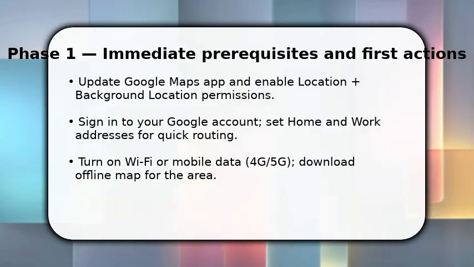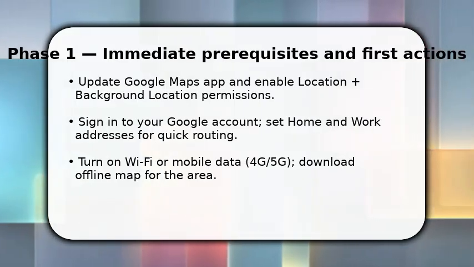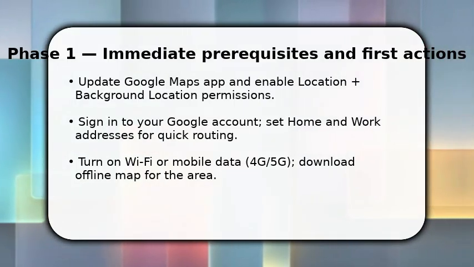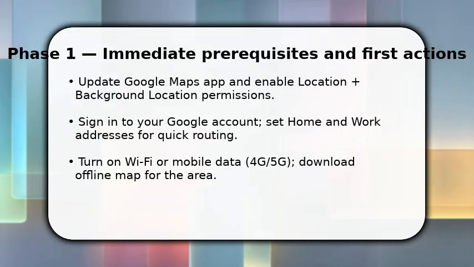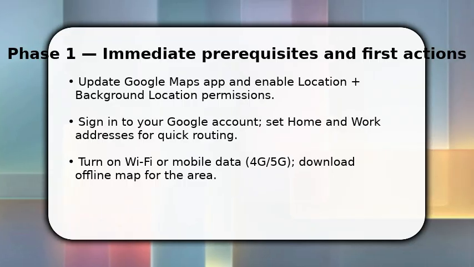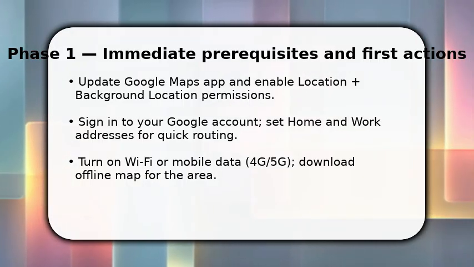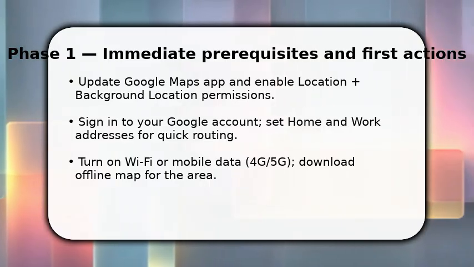You begin by ensuring the app and permissions are ready. This matters because accurate positioning powers every direction you'll get. Sign into your Google account and save home and work so suggestions appear instantly. Once done, enable Wi-Fi or mobile data. Download the offline map for the region if you anticipate no signal.